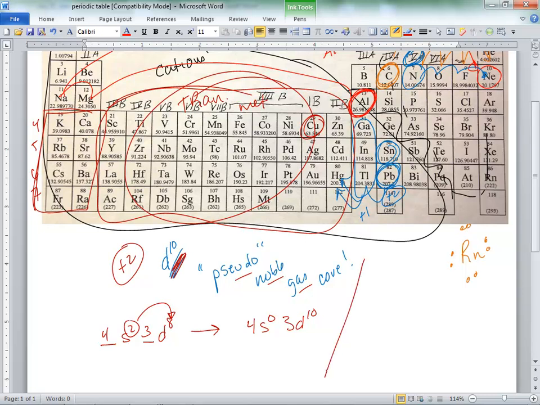The other situation is, let's say you had 4s2, 3d3. So that would be like vanadium. Okay. That answer's wrong. You can't make d10, but you can make d5. And if you want to write the 4s part, you can. Otherwise, you don't have to.